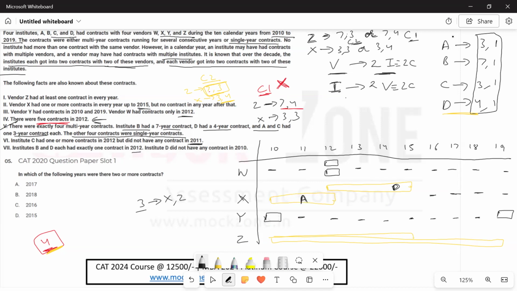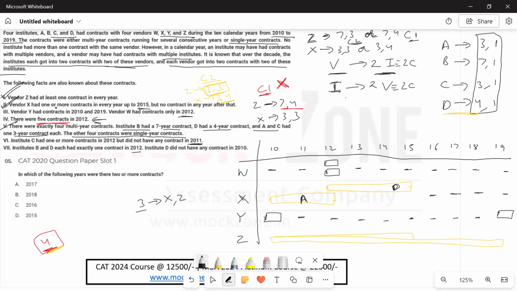इतना हमें पता चल गया। सो हम ऊपर से देखते हैं हमने कौन सी स्टेटमेंट्स कवर कर ली हैं। So vendor Z had at least one contract in every year. We have seen this. Yes, we have covered this. Vendor X had one or more contracts in every year up to 2015, but no more contract in any year after that. Yes, we have seen this also.